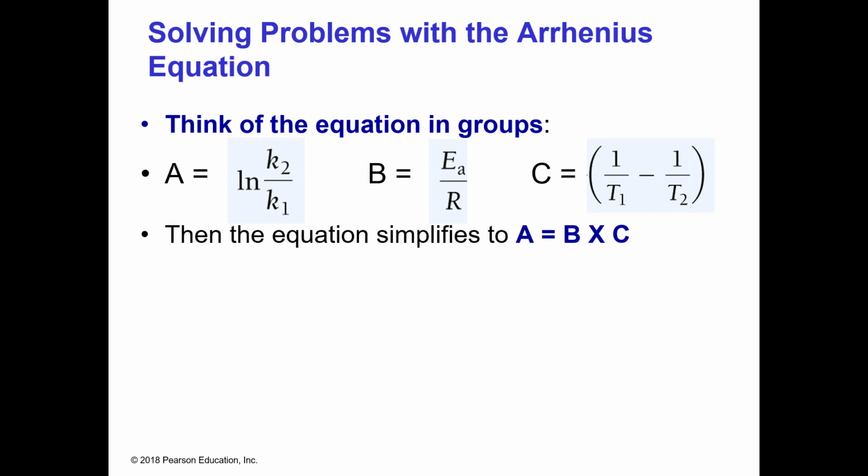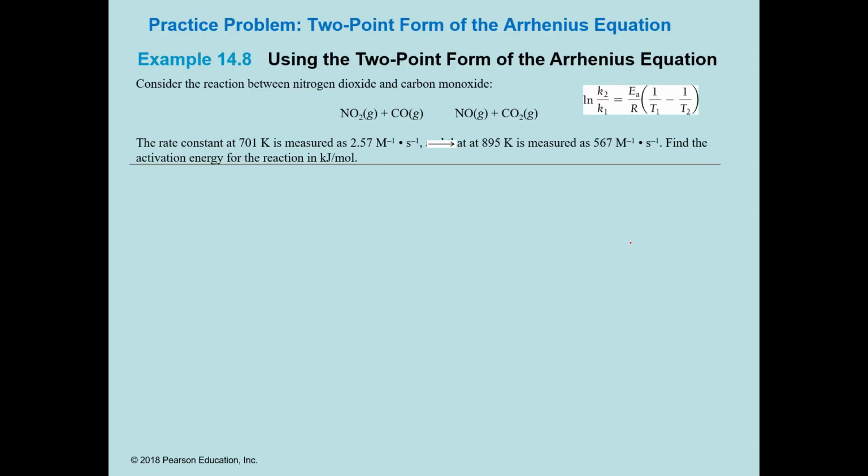I know sometimes people look at this and say, oh my gosh, it's got natural logs and reciprocals and all that. I've found that it's easier to think of it in terms of A, B, and C. You have an A term, which is your natural log part. The B is the activation energy over R, and then C is going to be your temperature term. It's very simply A equals B times C. You keep those together in your head when you're working these problems, and then it's not quite so difficult to interpret.